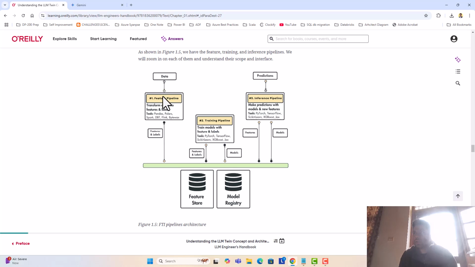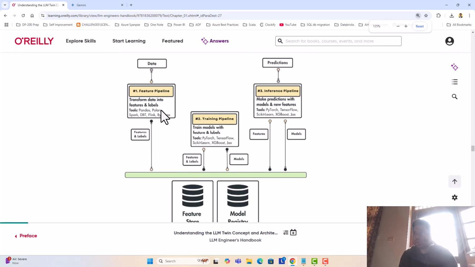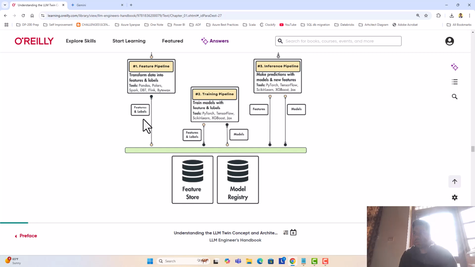So you have data here. Data would undergo a feature pipeline so that you define features out of it, transform data into features and labels. Tools that could be used here are pandas, polars, Spark, dbt, Flink, Bytewax. So once features and labels are created, you would then store them into a feature store.